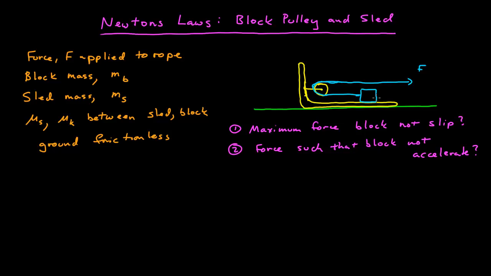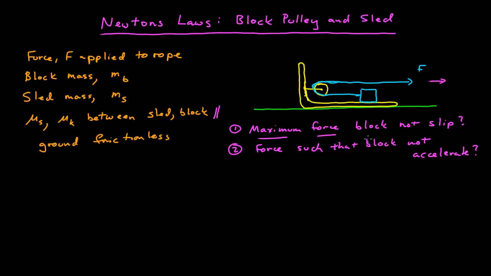wrapped around a pulley which is attached to a mass that's sitting on the sled. So there's friction between the sled and the block, but there's no friction between the sled and the ground. And so someone is pulling on this rope with some force F. And the question is, what is the maximum force such that the block does not slip on the sled?